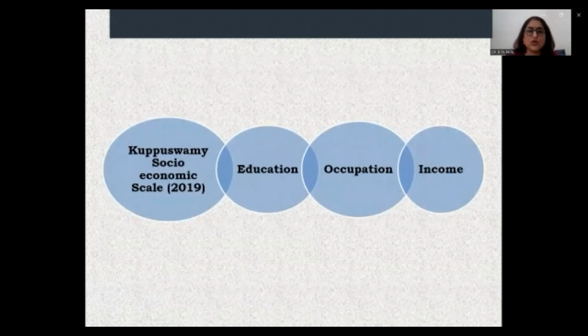The Kuppuswamy socioeconomic scale is what derives the socioeconomic status. India is a developing country, and yet with the population being so large, we meet people of all socioeconomic statuses. So we included all of them. The education, occupation, and income give us the Kuppuswamy score, and that's how we assess their socioeconomic status.